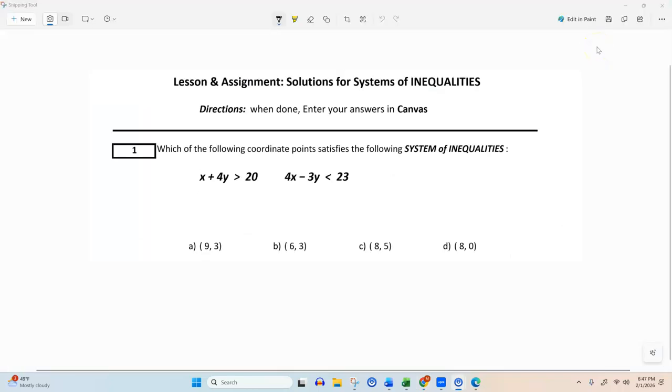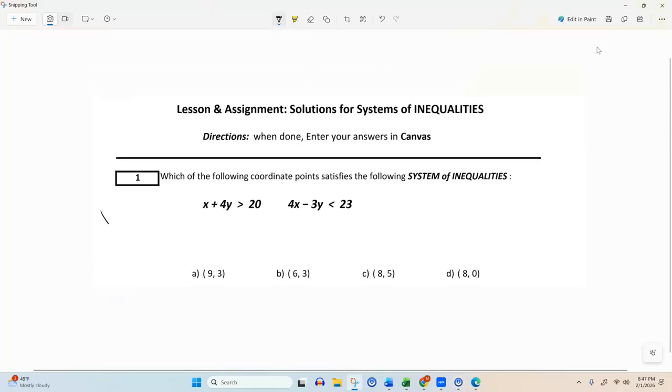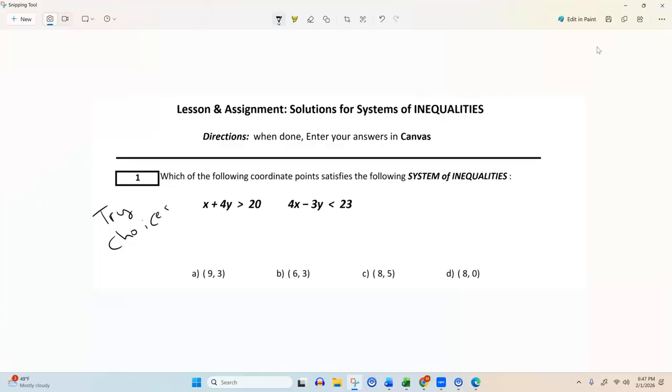Okay, here is the first question. We're looking for a coordinate point that makes the first inequality true and also the second inequality. So we're just going to try answer choices. That's our strategy today. What does that mean? Well, we know that this is x, and the 3 is the y. So we're going to take this 9 and put it here for the x, and then 4 times parenthesis, and we're going to put the 3 right there.